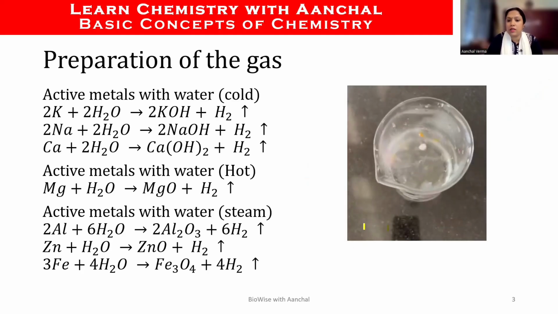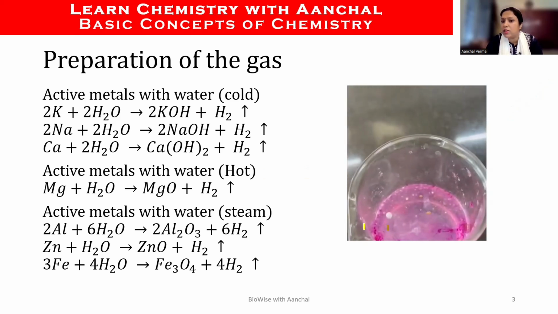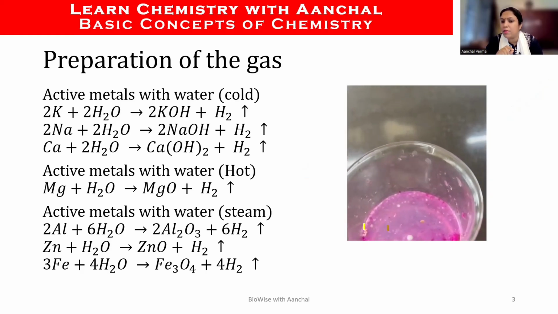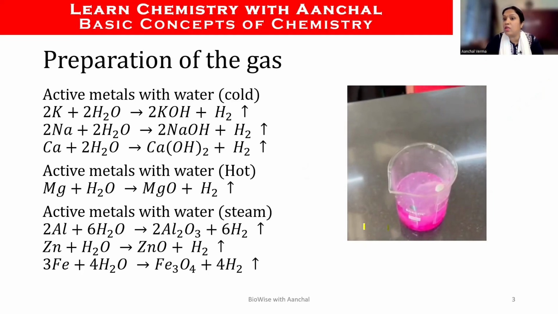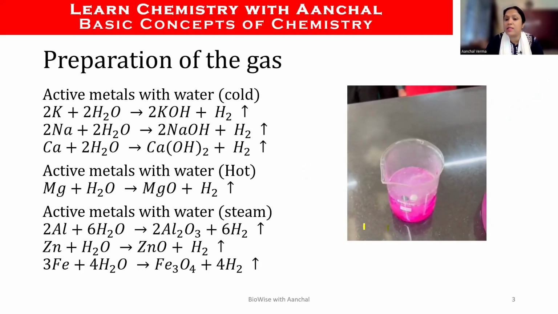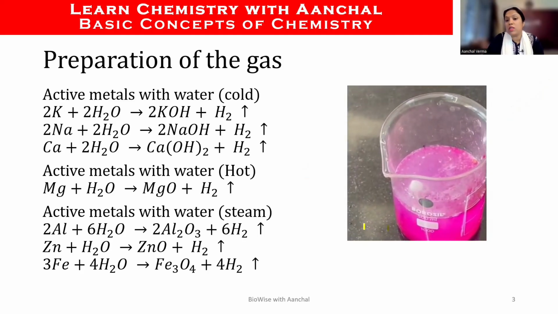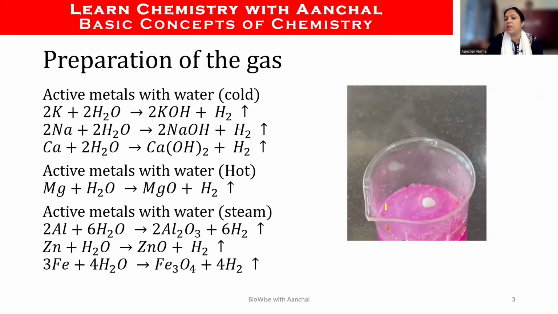You can see here, in this video, sodium metal is added to the water and a little bit of phenolphthalein indicator is added because that helps us to find out whether the color change is taking place or not. This color change tells us that NaOH is produced, which is basic in nature. So this color change is showing the formation of a base. That is why the color has changed.